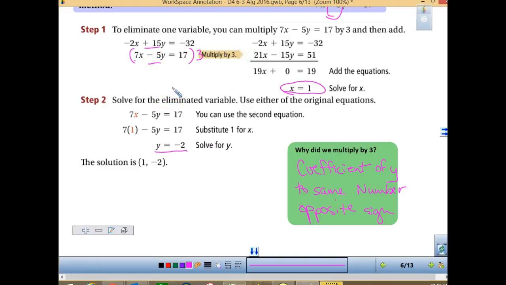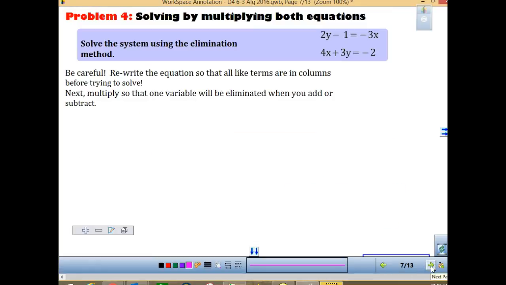Now some of our equations today, you're going to start, you don't have to multiply by anything. Some of them you have to multiply both equations. Some of them you might only have to multiply one equation. The key thing is pick a variable you want to eliminate and make sure the number in front is the same number by using multiplication and the signs are opposite. Okay? So take a look at these two equations.